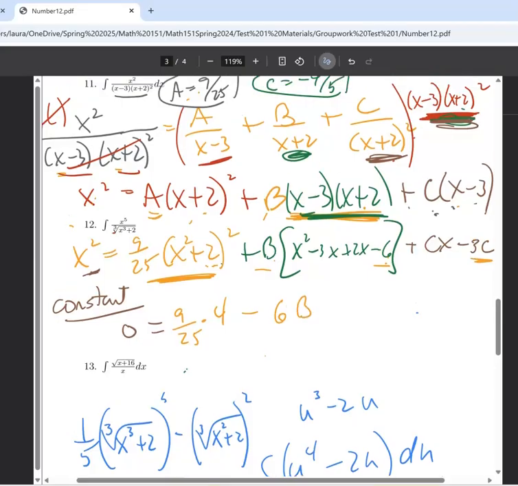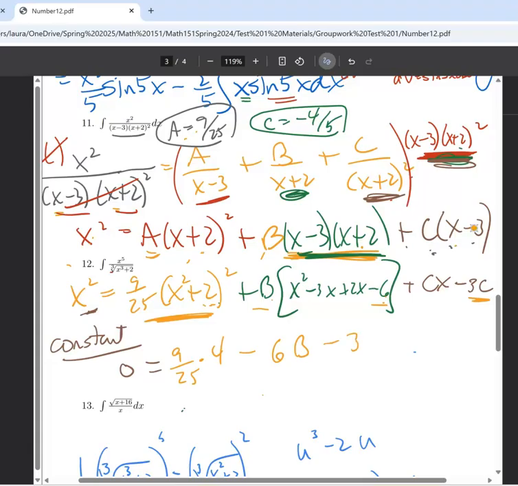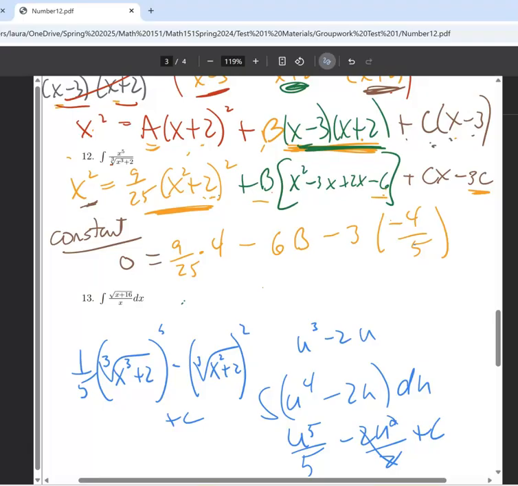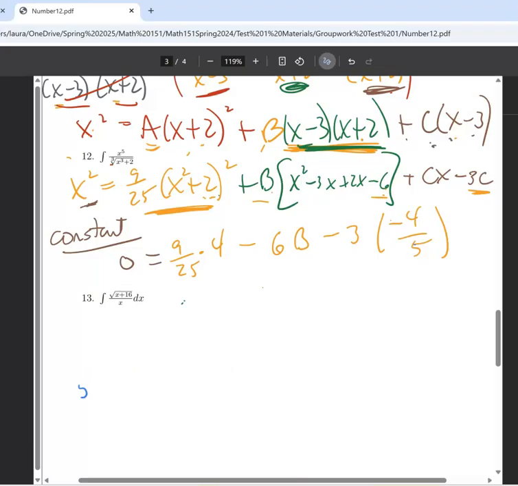And then here, I would get a negative 3c. So that'd be negative 3 times this negative 4 over 5. Remember, fractions are your friends. We can do this. So I'm solving for b. So don't use your calculator to get decimals. It's just ugly.